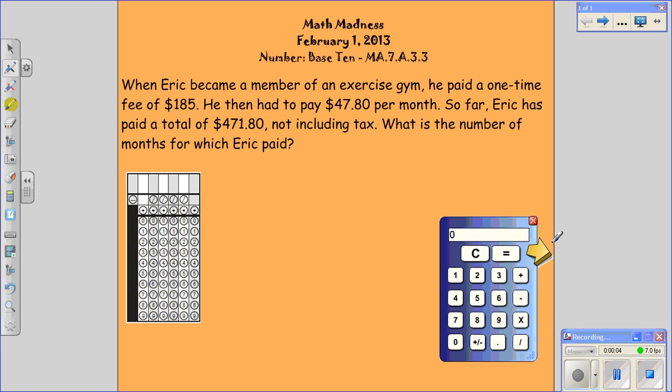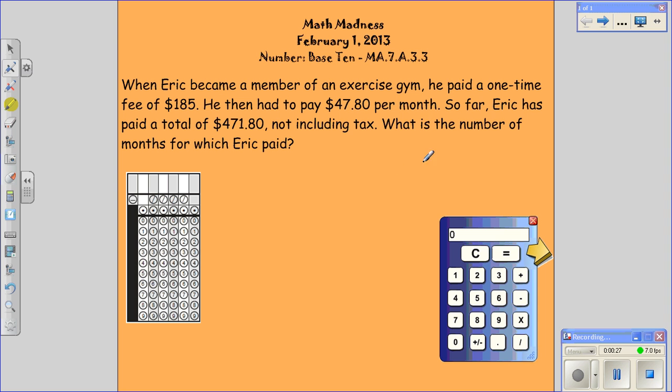When Eric became a member of the exercise gym, he paid a one-time fee of $185. He then had to pay $47.80 per month. So far, Eric has paid a total of $471.80, not including tax. What is the number of months for which Eric paid?